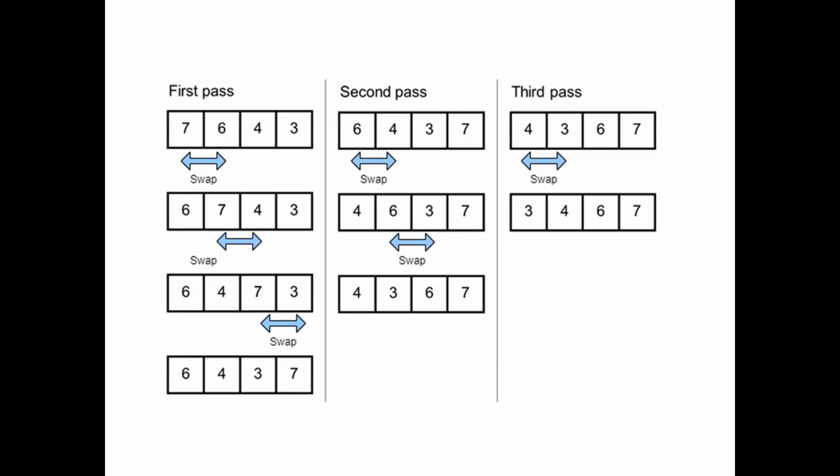Coming to the first pass, meaning the first step of the process, the list is changed from 7, 6, 4, 3 and modified to 6, 4, 3, 7. Coming to the second pass, the second round of comparison: in the same way the first pass took place, the second pass also takes place. It will compare the first two elements, the next two elements, and the next two elements. Coming to the output of the second pass, you can see 4, 3, 6, 7.